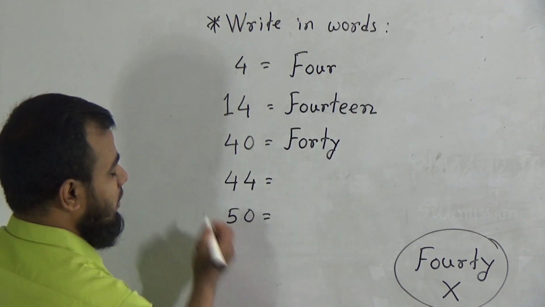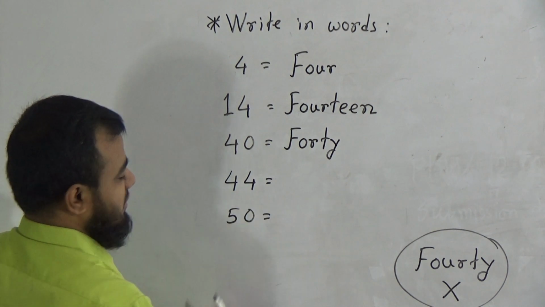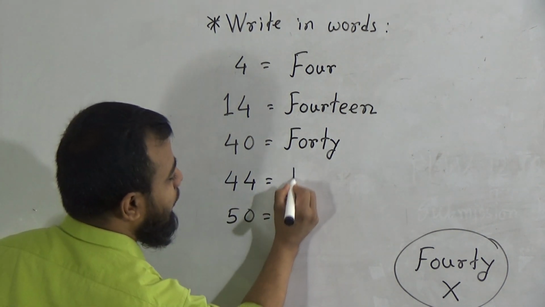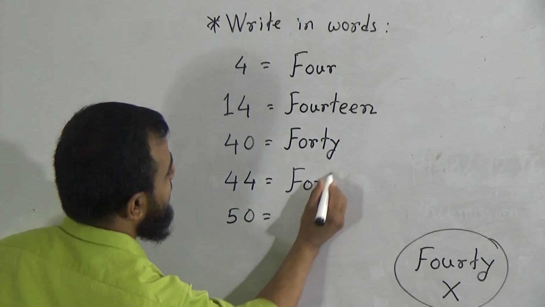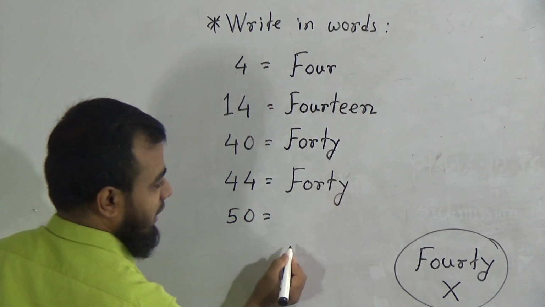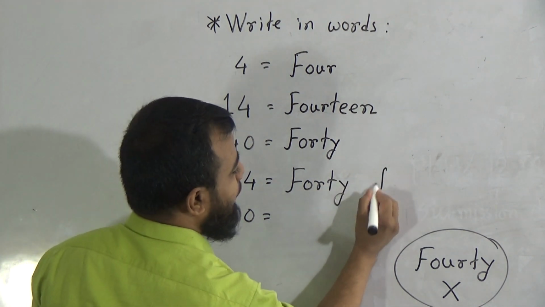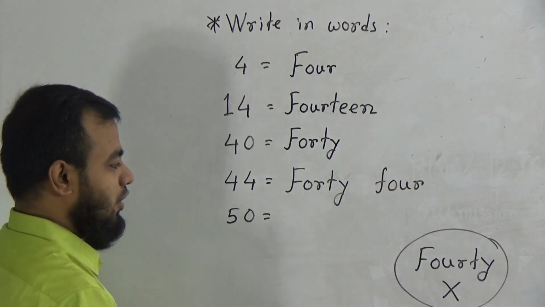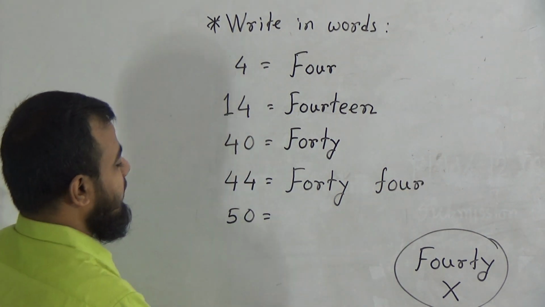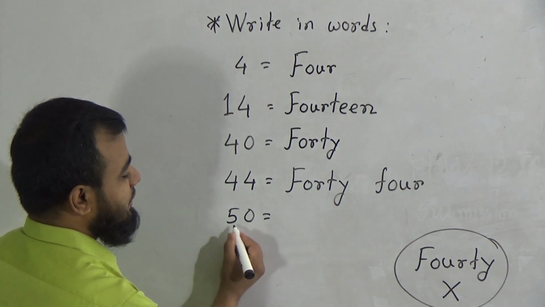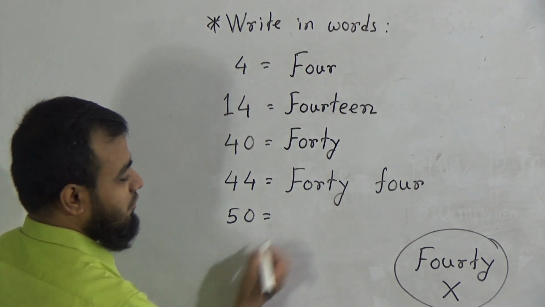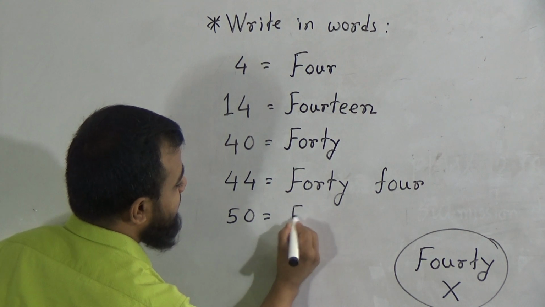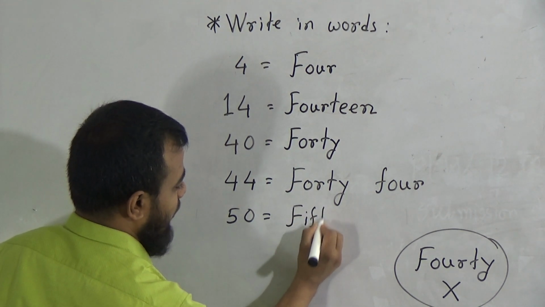Now the next number is 4 and 4, which makes the number 44. What is the spelling of 44? It's F-O-R-T-Y. We should write 40 at first, then 4. The spelling of 4 is F-O-U-R, 4. Only in the spelling of 40 we have no U. Okay, then the last one today is 50. 5 and 0 makes the number 50. You already know this spelling is F-I-F-T-Y, 50.